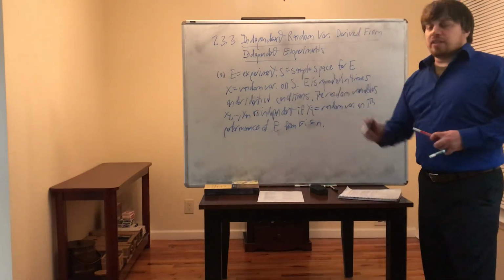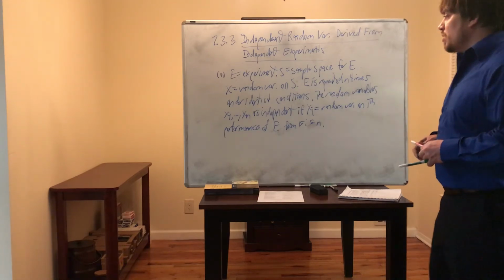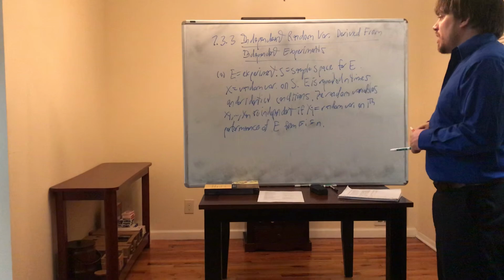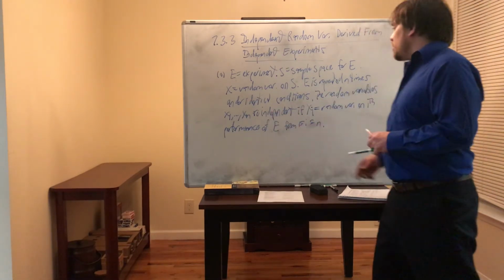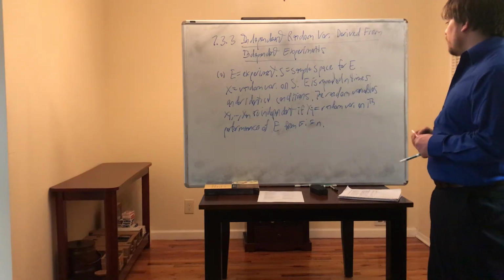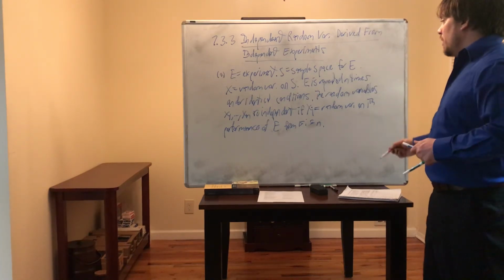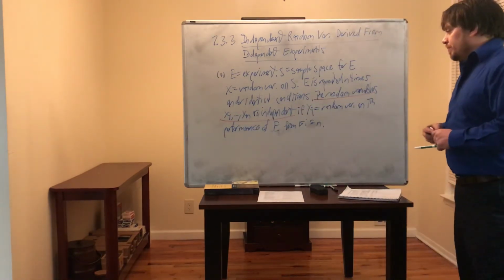So if capital E is our experiment and capital S is our sample space for experiment E, and X is a random variable on S, and if our experiment E is repeated n times under identical conditions, the random variables x1 to xn are independent if x sub I is a random variable on the ith performance of E, from 1 less than or equal to I less than or equal to n. So those are independent. That's what we're saying.